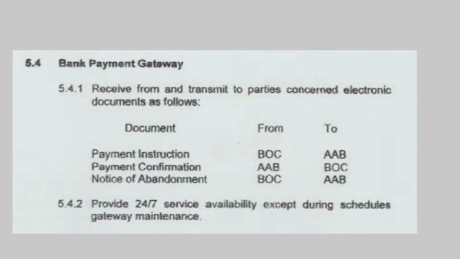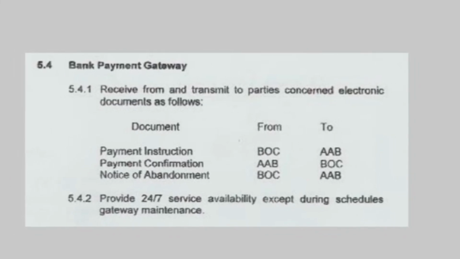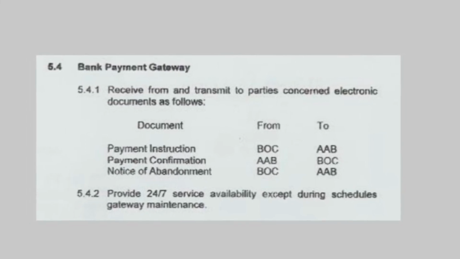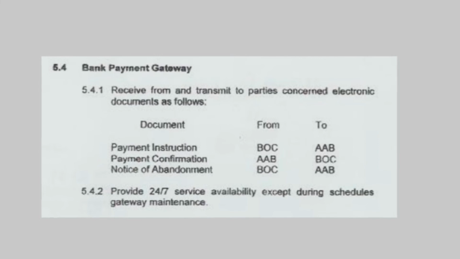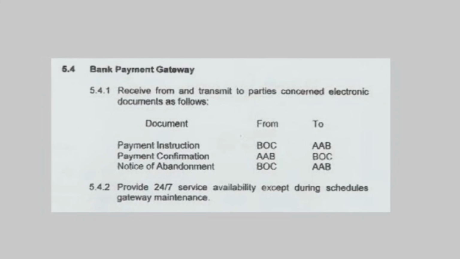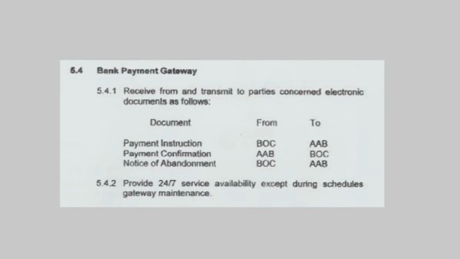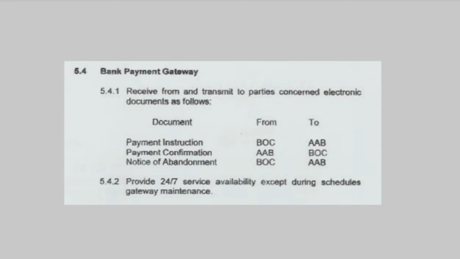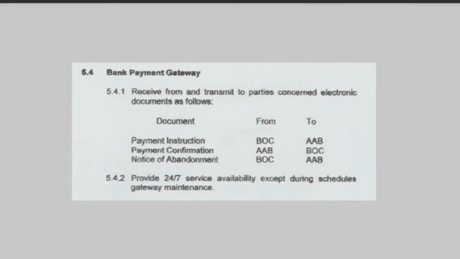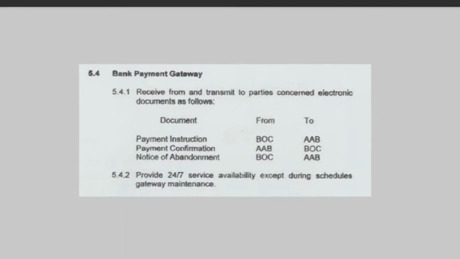Payment gateway. So the bank payment gateway's responsibility is that they receive from and transmit to parties concerned electronic documents as follows. For the payment instruction, that is from the BOC to the authorized agent bank, payment confirmation from the authorized agent bank to the BOC, and in case of abandonment, notice of abandonment from the BOC to the authorized agent bank. The bank payment gateway also provides 24/7 service availability except during scheduled gateway maintenance.